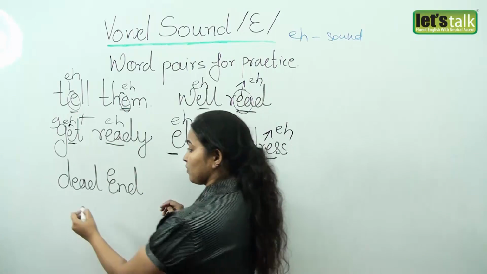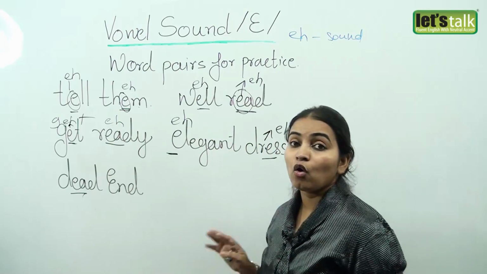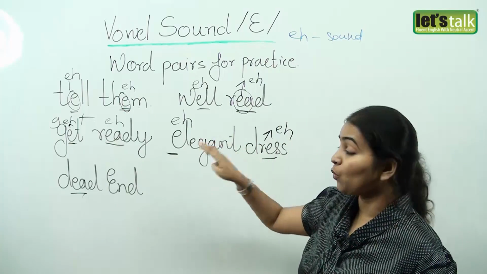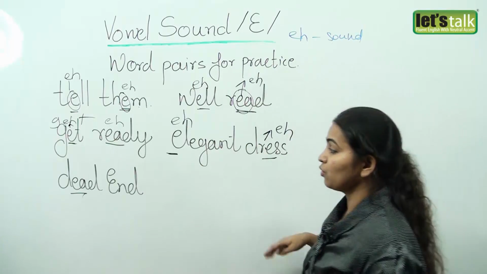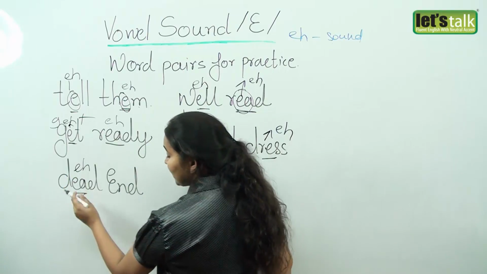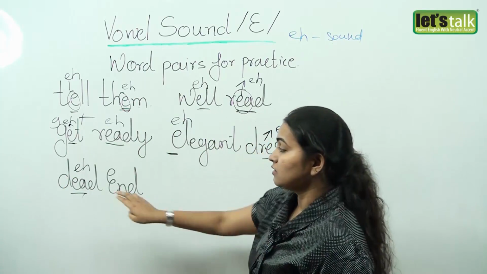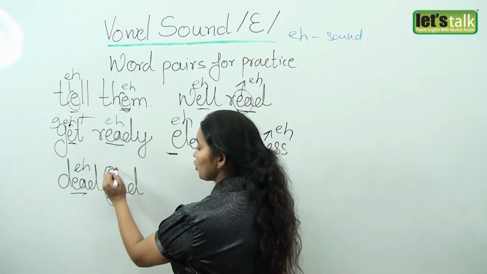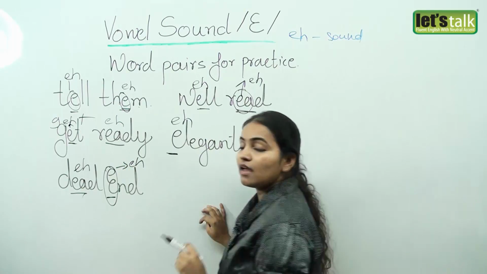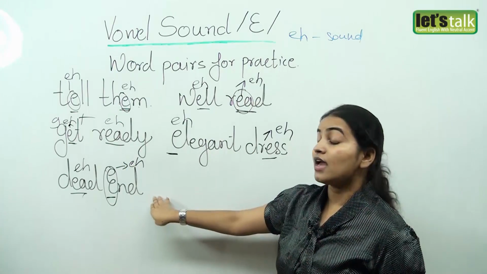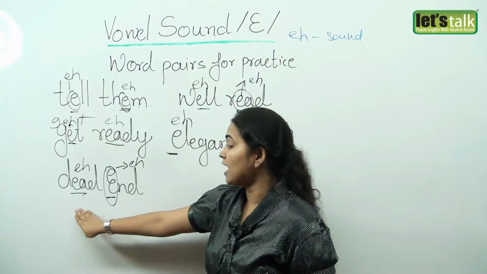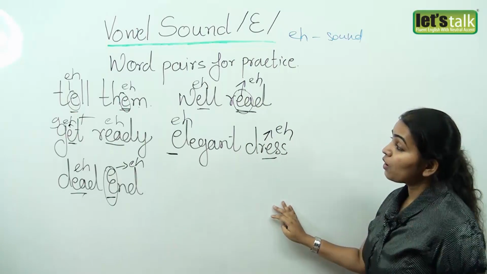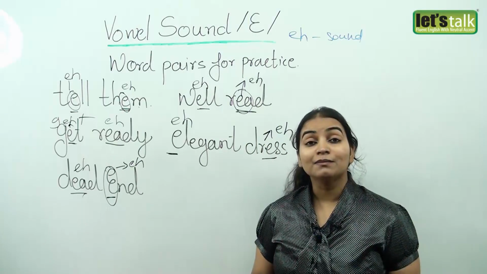The next word, "dead." According to the common spelling pattern, ea always gives me the eh sound. So the ea is replaced by the eh sound, and I say "dead." The e in the word "end" gives me the eh sound. So that's "dead end." Dead end. So we will now move on to some sentences.